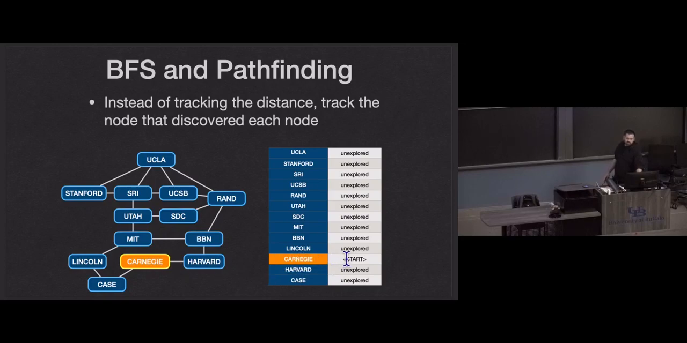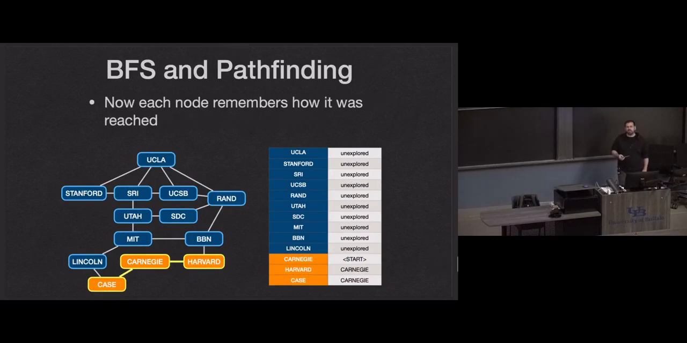So instead of tracking the distances and initializing the starting node as distance 0, we're going to have some way to mark the starting node as the start node. So some special character in your code, null maybe would be a fine choice, to mark the starting node as the starting node. And then as we go through breadth first search, instead of keeping track of each node's distance, we keep track of the node that found it. What node discovered it? So Harvard was discovered by Carnegie.